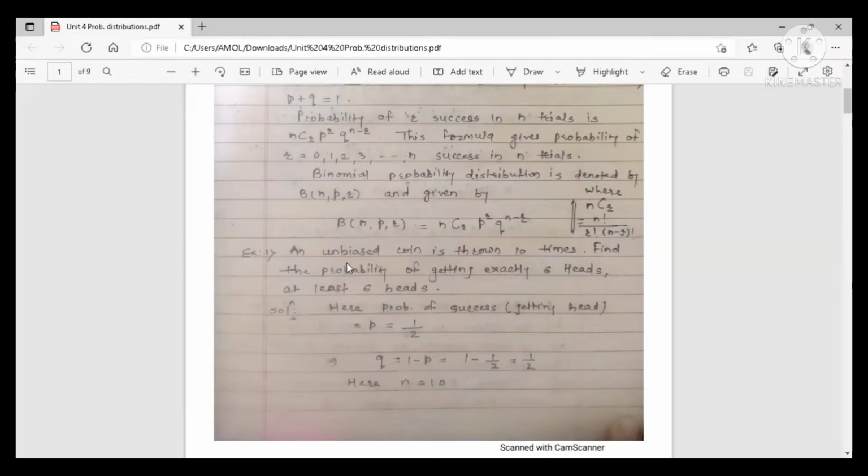An unbiased coin is thrown 10 times. Find the probability of getting exactly 6 heads, at least 6 heads. See, our aim here is to find the probability of getting exactly 6 heads or at least 6 heads. Now, an unbiased coin is thrown 10 times, means number of trials n is equal to 10.